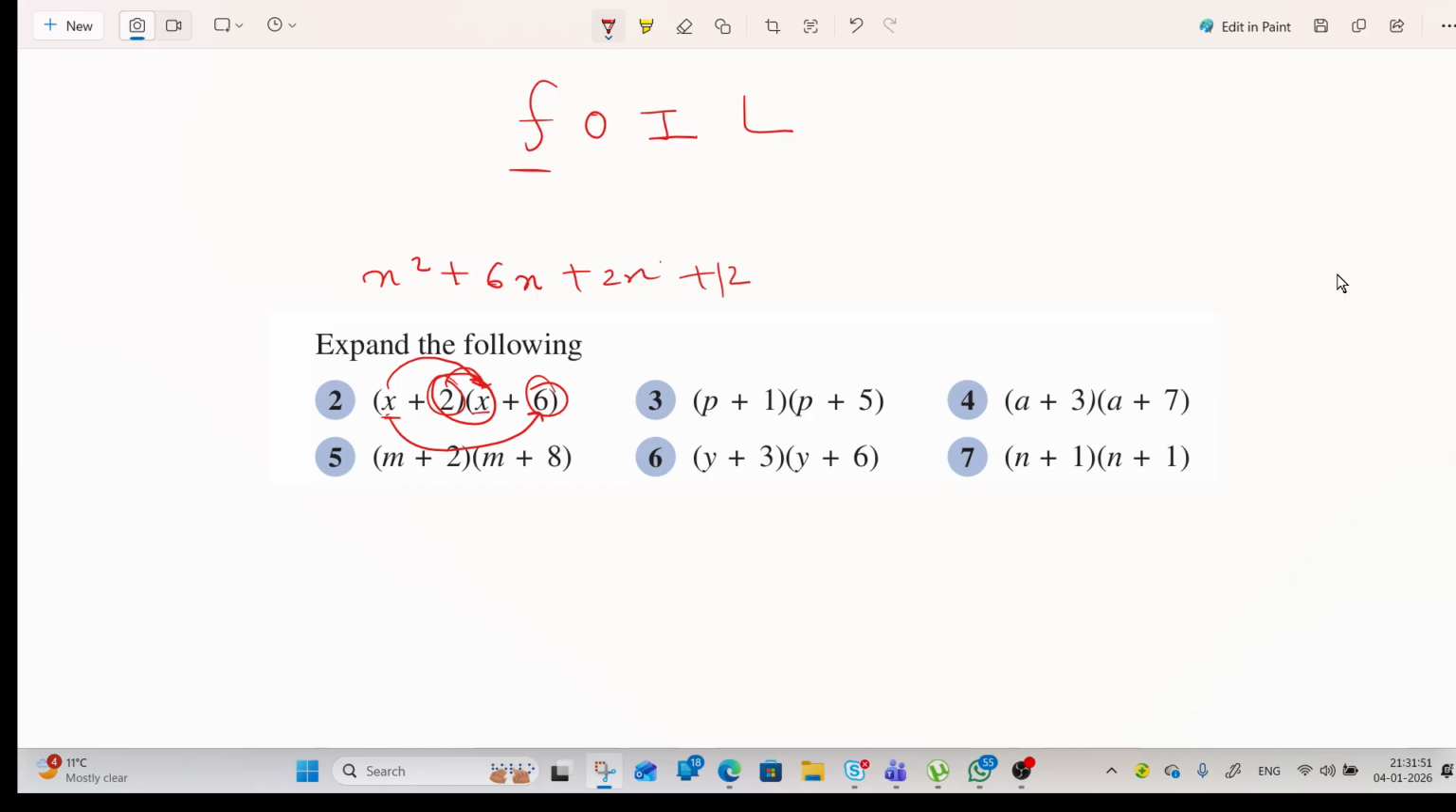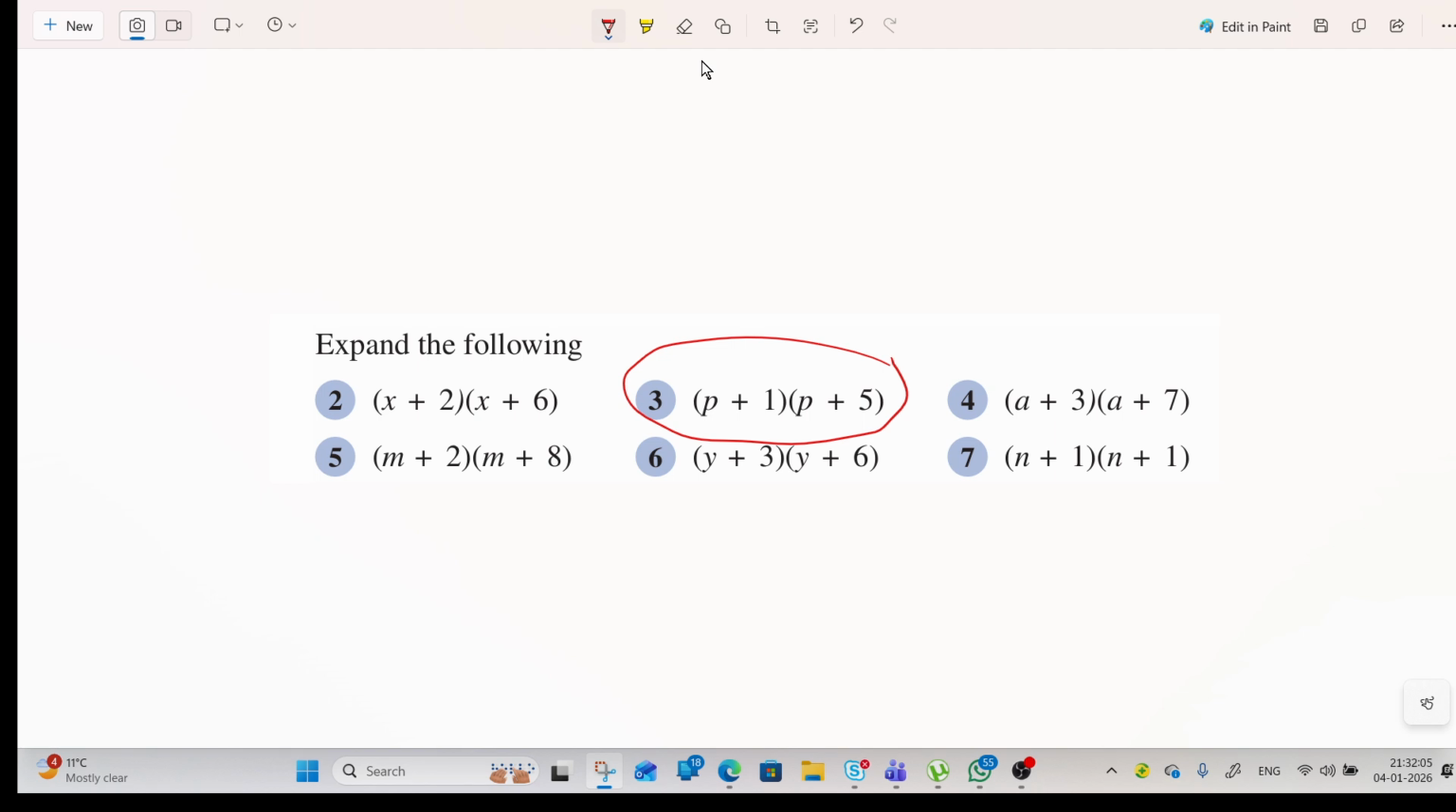Now these two we can add because they are like terms. So we get x squared plus 6 plus 2 is 8x plus 12. That's our answer. Clear? Good. Can you try this?